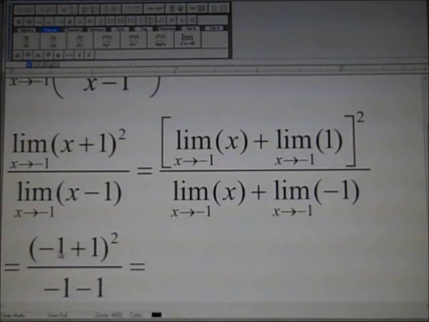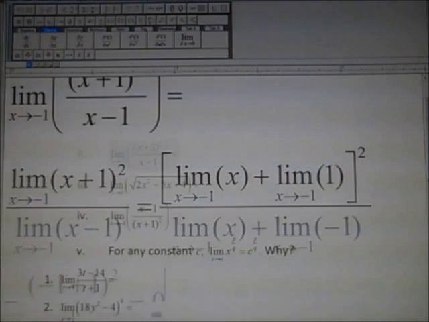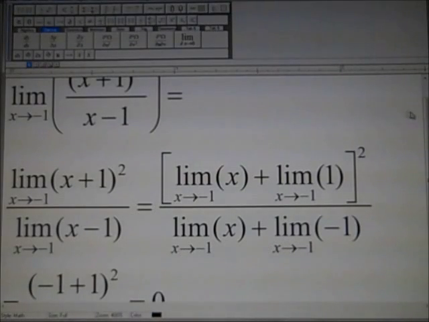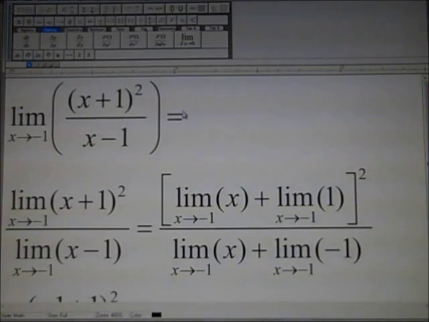Now what is this equal to? On the top I'll have 0 squared, on the bottom I'll have -2. 0 divided by -2 is 0. So that tells me that the limit of my original quotient is just 0. So maybe we want to write that there, just 0.